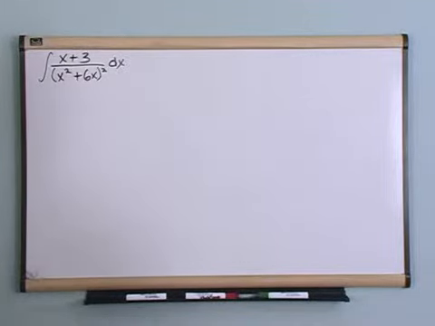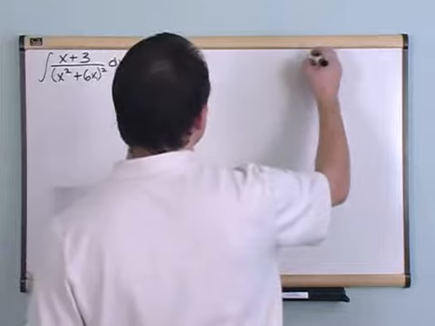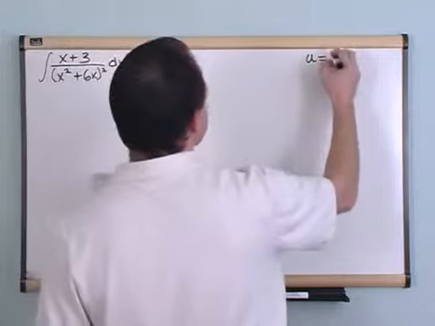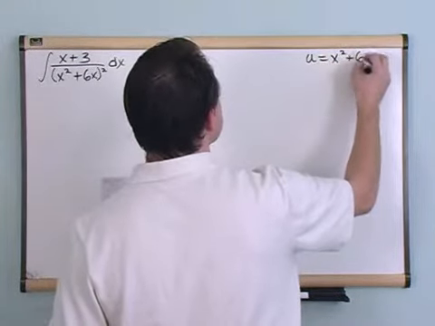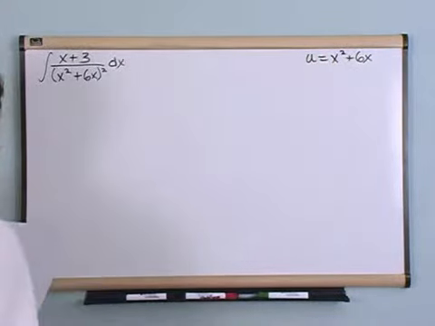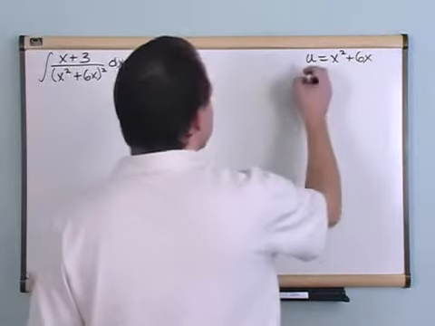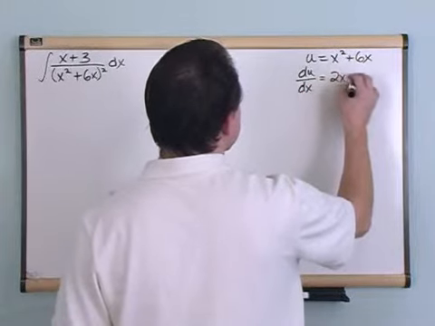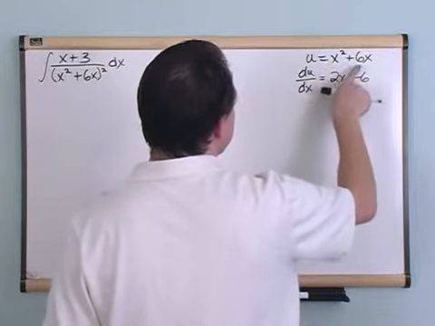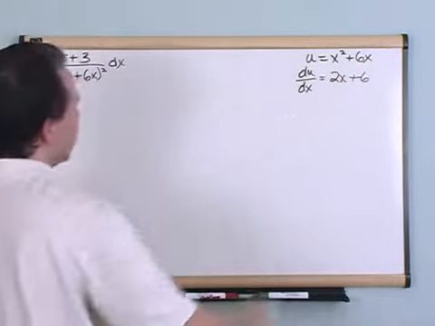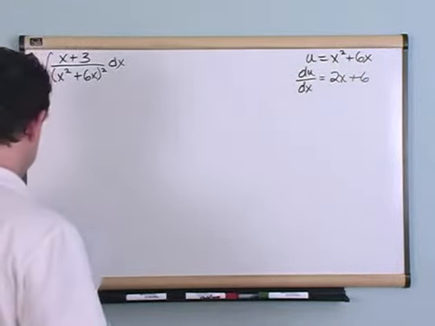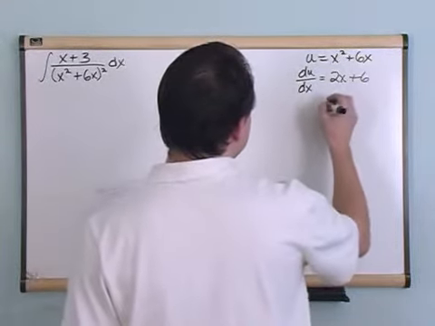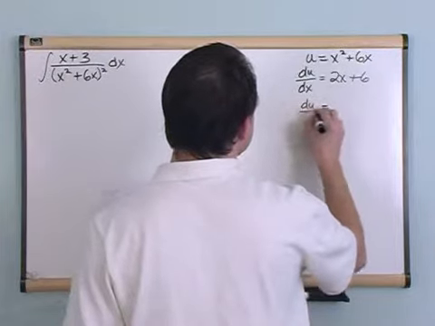So here's my integral, and I'm going to put my u over here. Again, this is from experience. I'm going to pick x squared plus 6x. And I'm going to show you why I picked that in a second. Of course, I've already worked these problems out. du/dx, the derivative of u with respect to x, is 2x plus 6. 2x here, and then plus 6 here. And I'm assuming that you know how to take the derivative now because we've practiced that.